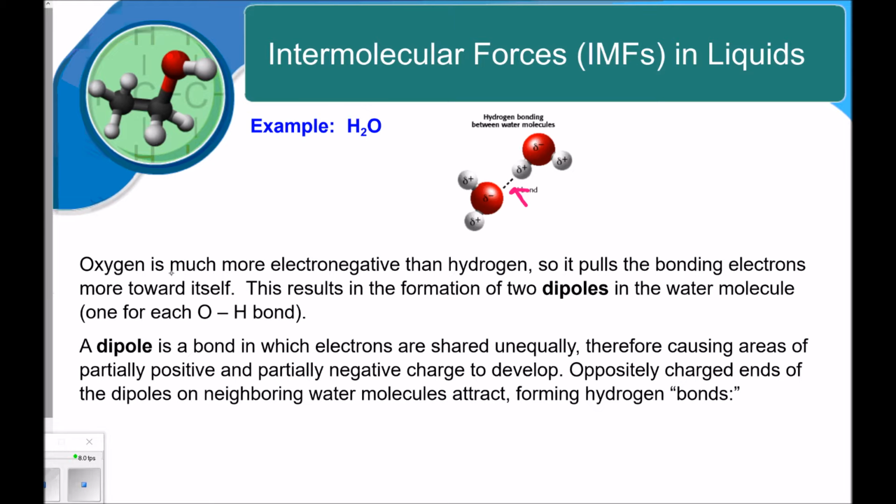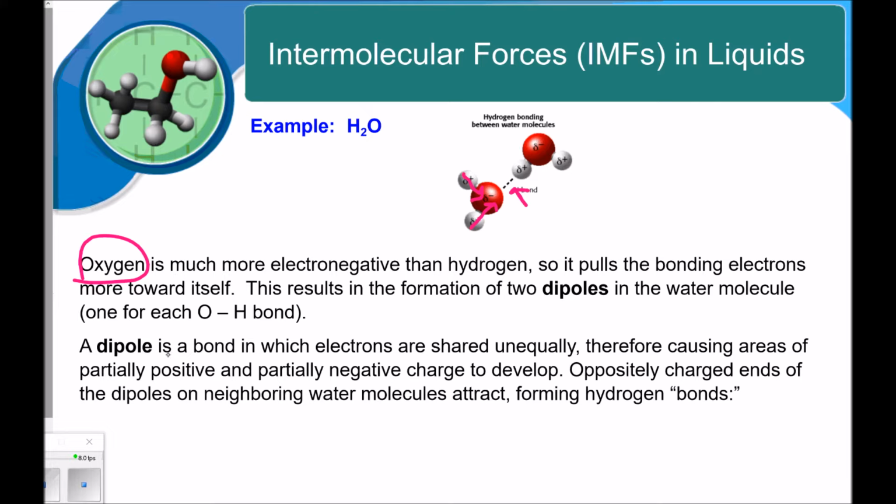It says oxygen is much more electronegative than hydrogen, so it pulls the bonding electrons more towards itself. So oxygen is hogging the bonding electrons. This results in the formation of two dipoles in the water molecule, one for each OH bond. So if oxygen is hogging these electrons, it's pulling them more close to itself, giving oxygen a partial negative charge, because it's pulling the negative charges, the electrons, closer to itself.